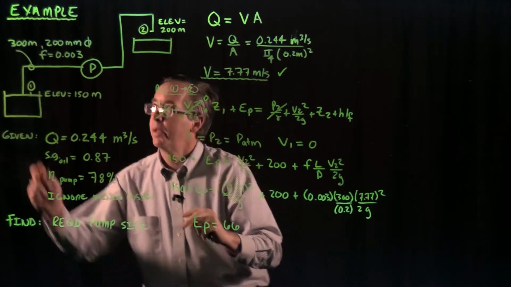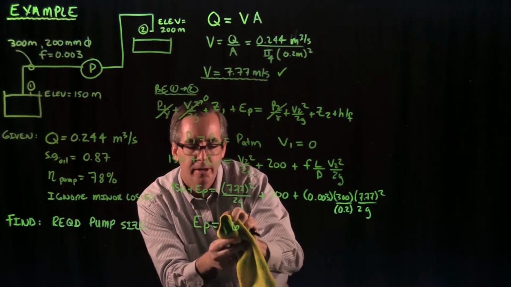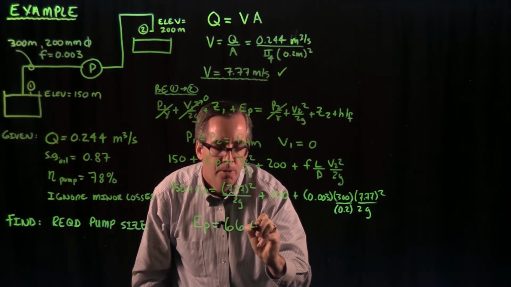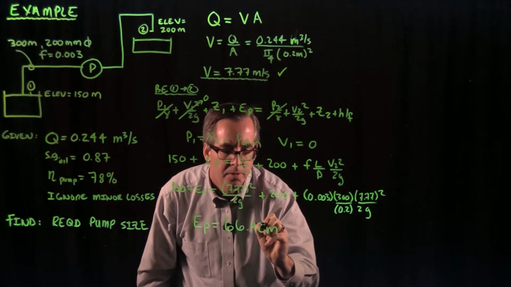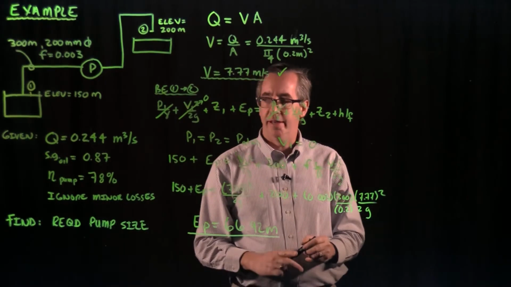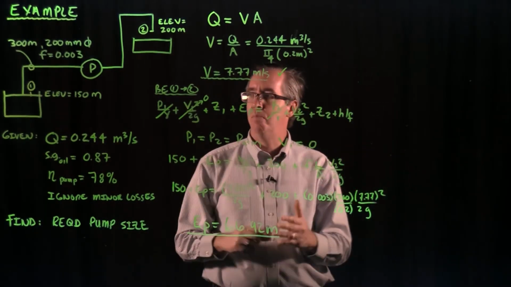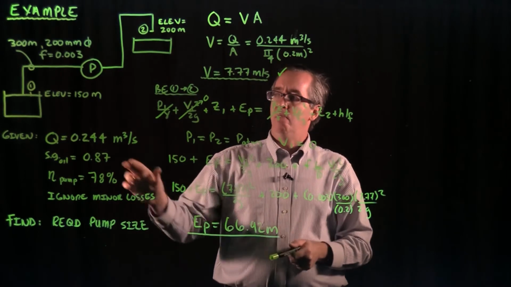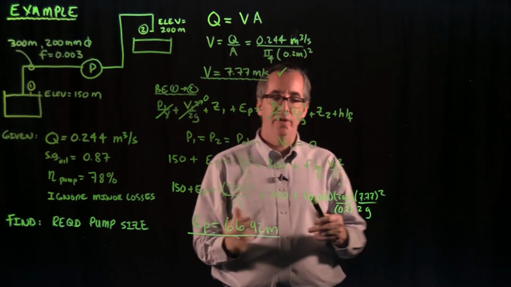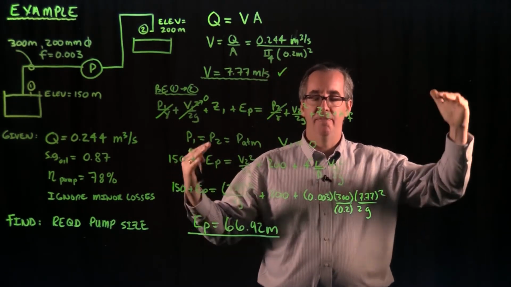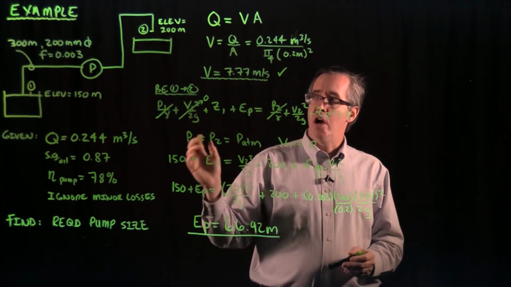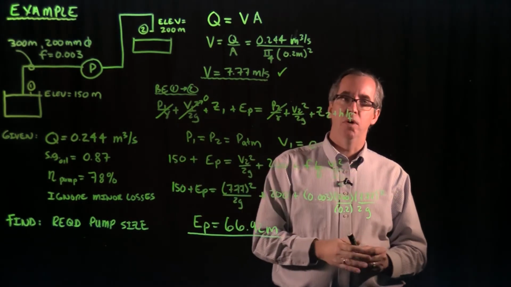Actually, if I can erase that, let's make that a little clearer here. Sorry, sometimes I get a little sloppy on my sixes. 66.92 meters. So what that's telling us is this. Remember, the pump head is more than just the elevation change. The elevation change is going from 150 to 200 meters. There's 50 meters of elevation that the pump has to overcome, it has to pump up 50 meters in elevation. But there's also another 16.9 meters of friction losses that the pump has to overcome as well.